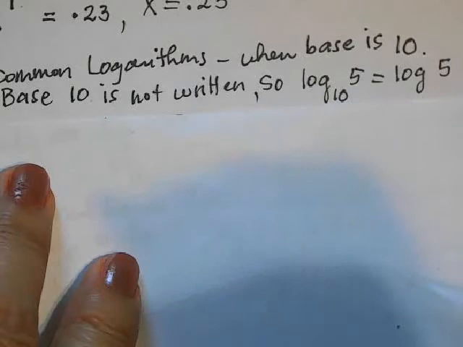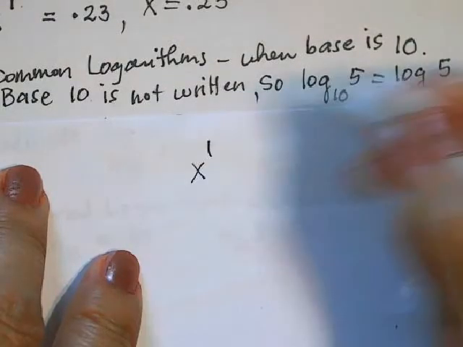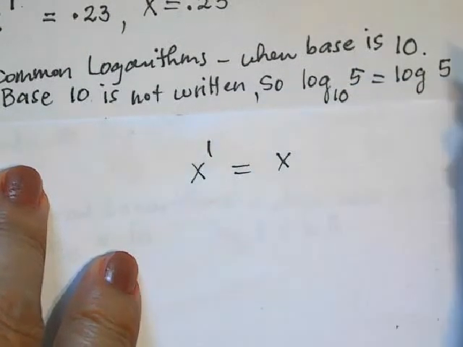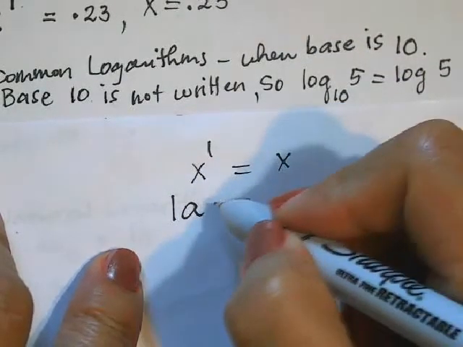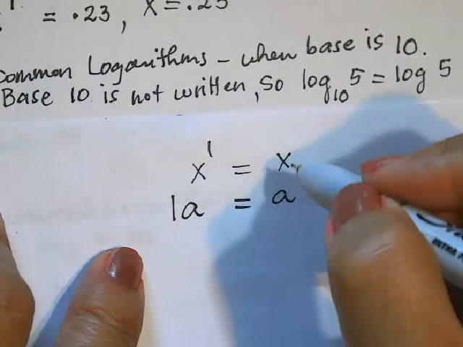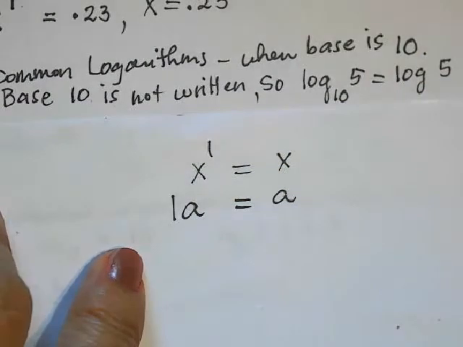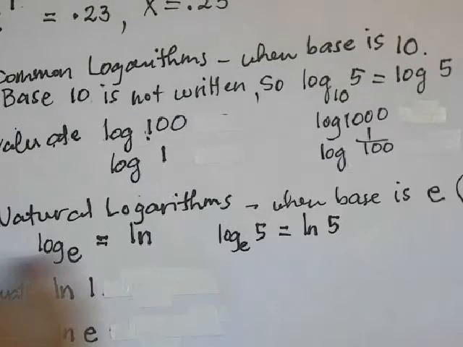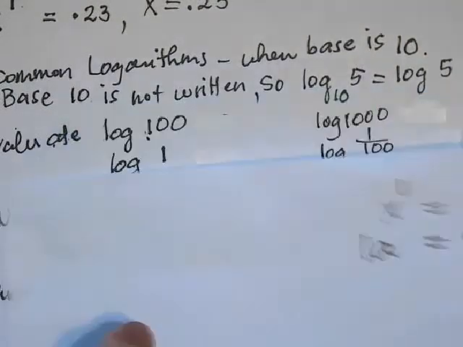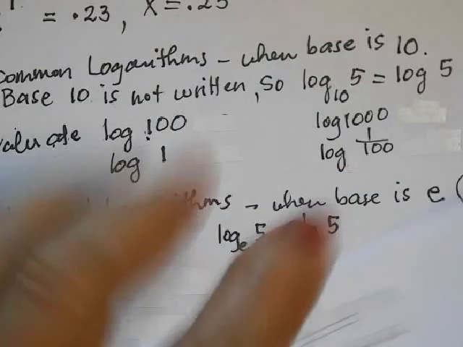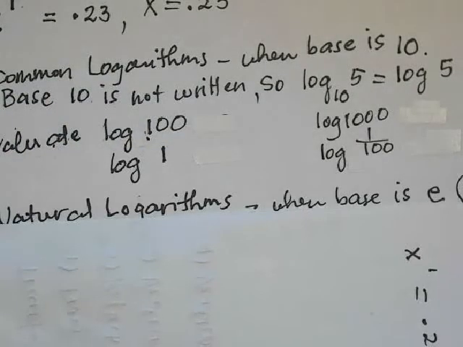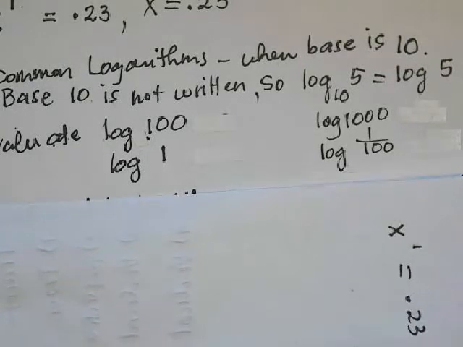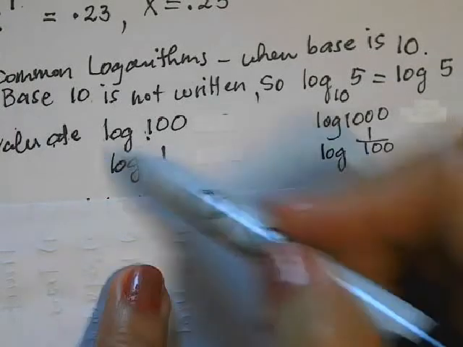In math, we have a lot of things that we do not write. x to the 1, we do not write the 1. It's just x. Or you do not write the coefficient 1. We just say a. And another one of those rules is base 10. We do not write base 10 in math. So, if you are asked to evaluate these, can we just answer it? Pause the video. What is log of 100? What is log of 1, and what is log of 1000, and log of 1 over 100? Remember, you are seeing the 10 there.